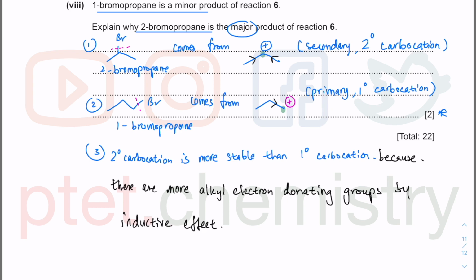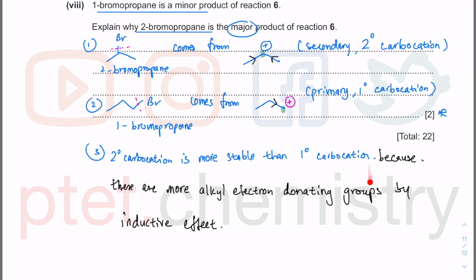Okay, this is as stated in the AS syllabus under alkene chemistry. So the more alkyl electron donating groups you have by inductive effect, you will stabilize the carbocation, which is poor in electron, stabilized by electron donating groups that can help to stabilize these electron deficient, electron poor carbon there. Right? So that's it really.